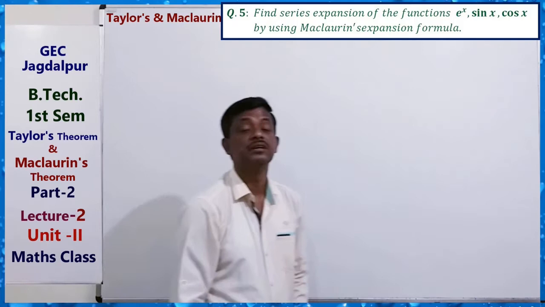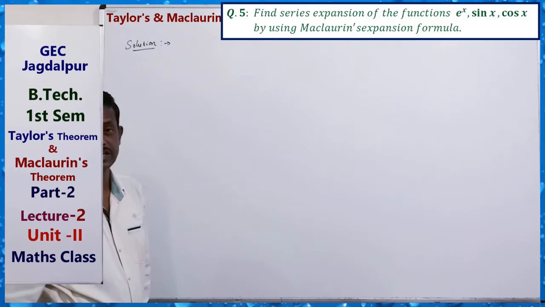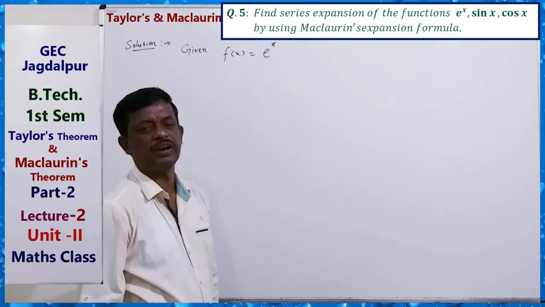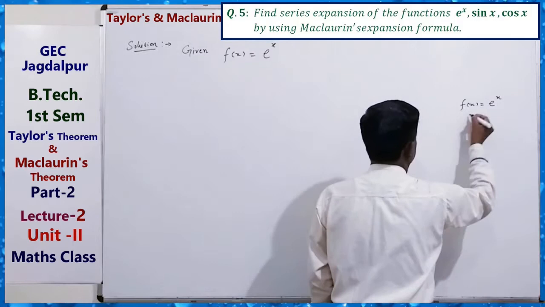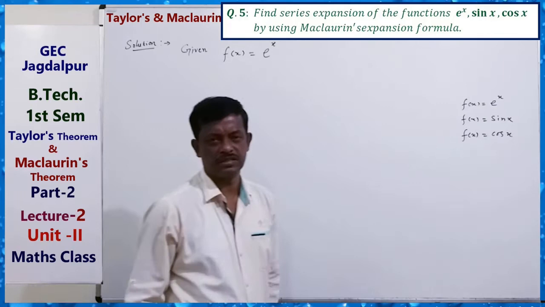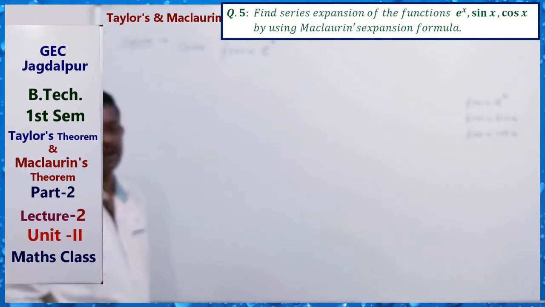Here, solution. The first question: given f(x) equals e to the power x, we have to expand. Try to find f(x) equals e to the power x, f(x) equals sin x, f(x) equals cos x. Let us suppose the elementary functions, the sin x series expansion, cos x series expansion, e to the power x series expansion. You know some of the series expansions are also special formulas. So how can we find the series expansion of this?